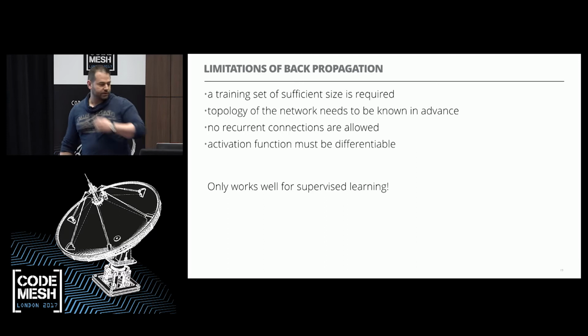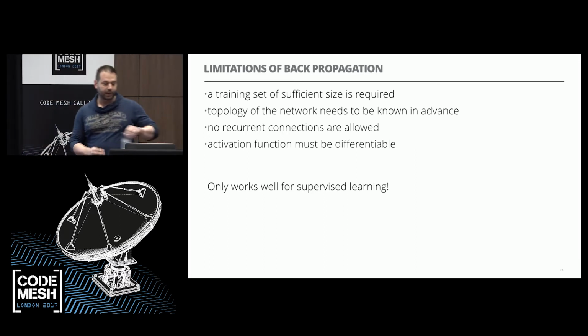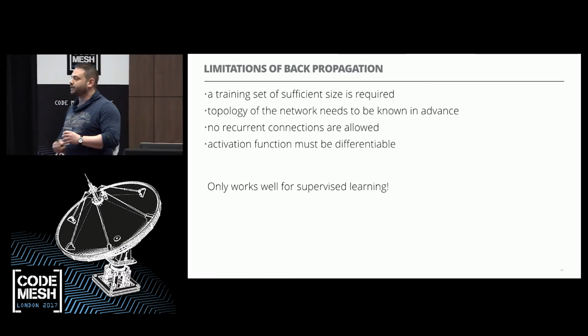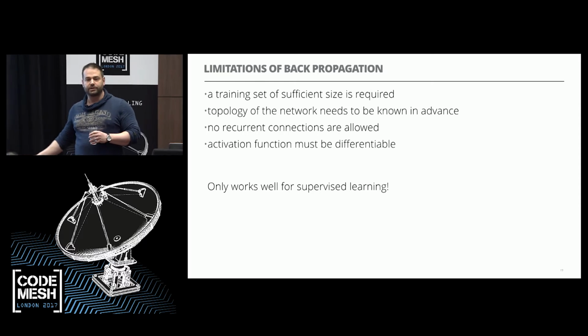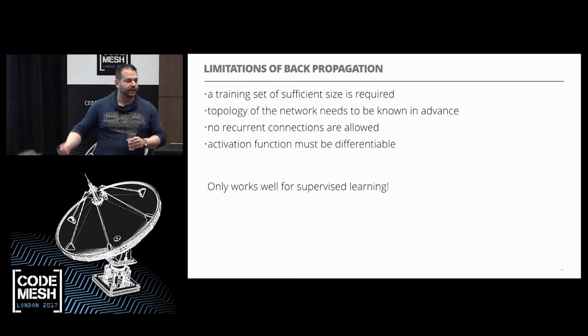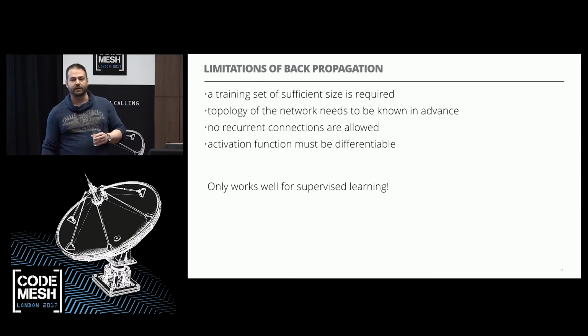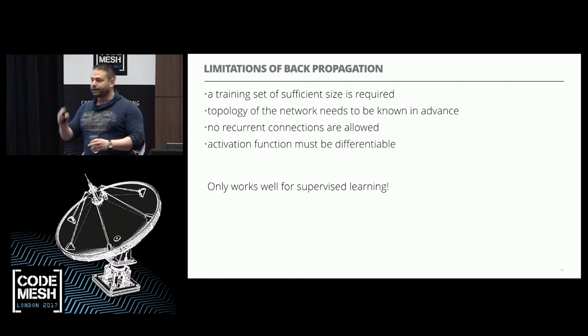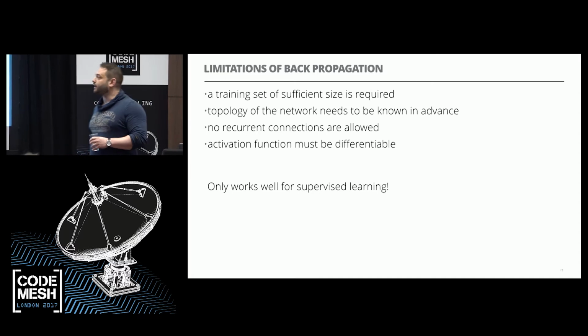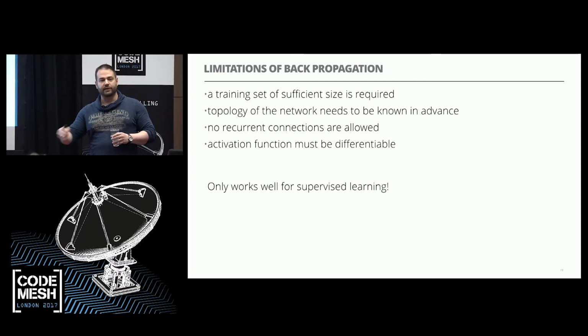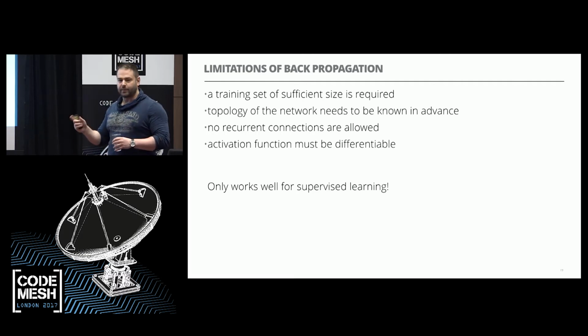But there are some limitations to this backpropagation algorithm. First, you need a training set of sufficient size and sufficient variation. Right? If you look at Google and Facebook, they actually augment the images a little bit, change the color, rotate a little bit, and show it again to the network to train it to recognize your face. You also need to know the topology in advance, so the number of hidden layers and the neurons per layer. They also call that hyperparameter tuning in deep learning.